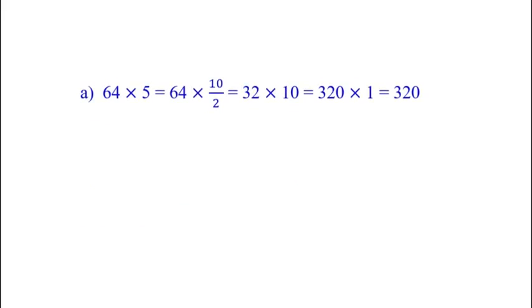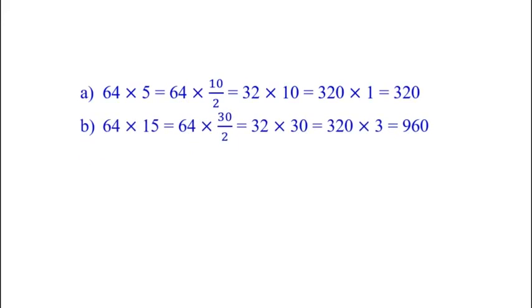Then 64 into 5 is equal to 64 into 10 by 2, that is equal to, we can divide 64 by 2 also, that is equal to 32 into 10 is equal to 320. Then 64 into 15 is equal to 64 into 30 by 2. Then we divide 64 by 2 and multiply with 30. So that is equal to 32 into 30. That is 320 into 3 is equal to 960. So for easy calculation, you can apply these patterns.